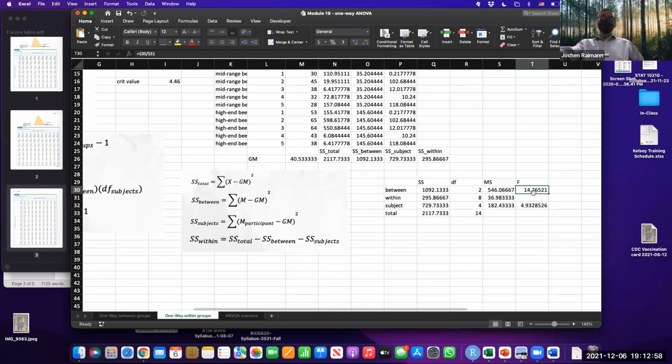I just have a question. What's the F subject? What's the formula for that? It's the same story: MS subject divided by MS within. In the denominator, you always have within. The numerator changes. MS between divided by MS within becomes the overall F, the F between. And the F subject becomes MS subject divided by MS within. So the denominator is always within.